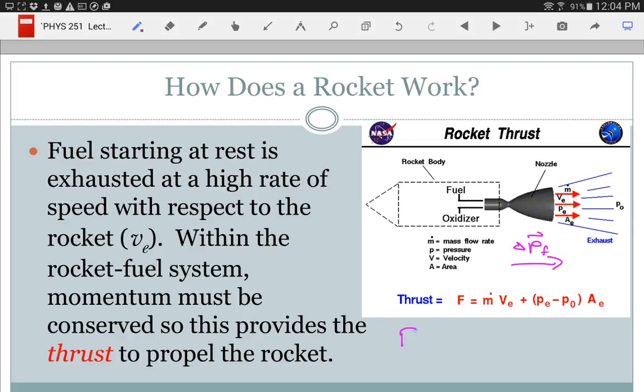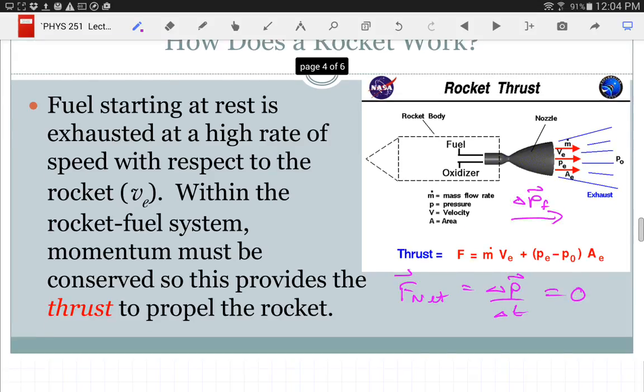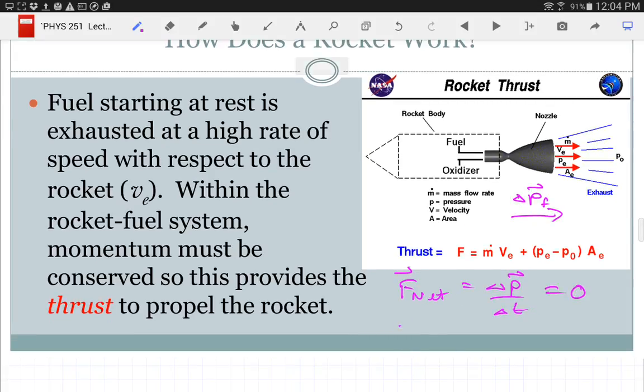And so since the net force is equal to change in momentum over change in time, if the net force is equal to 0, then that means the total change in momentum has to be 0, but the fuel's change in momentum was to the right. So what direction does that change in momentum of the rocket have to be? It has to be to the left. So the change in momentum for the rocket has to be that direction. And that's what makes the rocket go. It's that conservation of momentum.